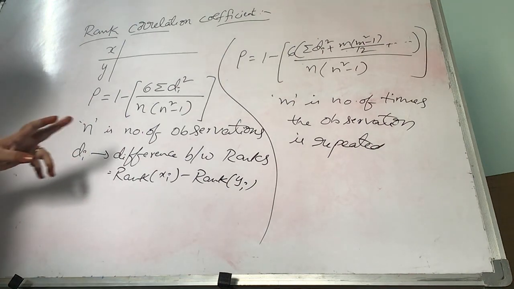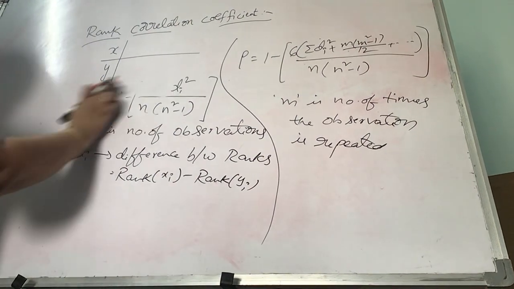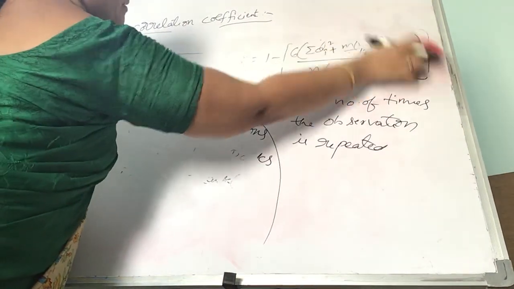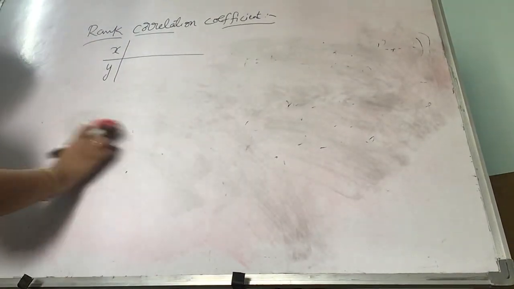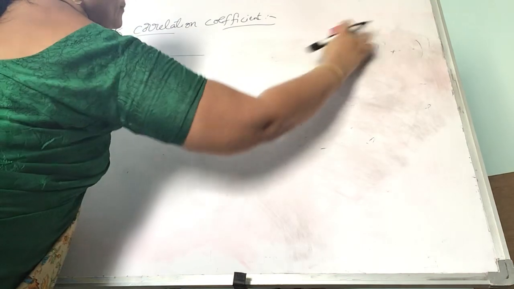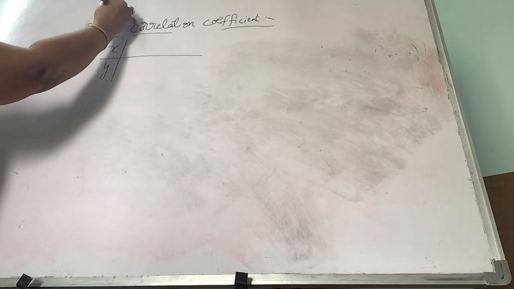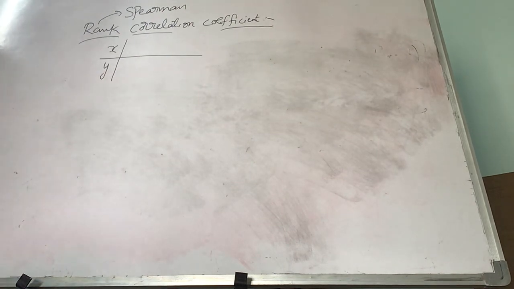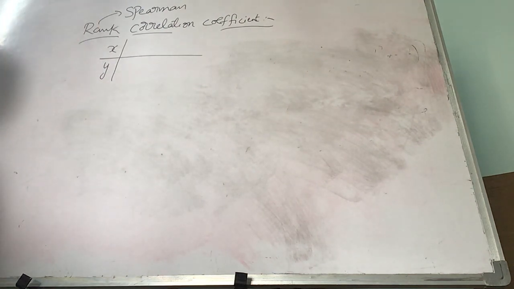In this we discuss one example for different ranks and for repeated ranks. I am giving some observations for x values and y values. Now we have to calculate the rank correlation coefficient for the given two variables. This rank correlation coefficient was developed by Spearman, one of the statisticians. He developed the concept of rank correlation coefficient. That's why this is also known as Spearman's rank correlation coefficient.